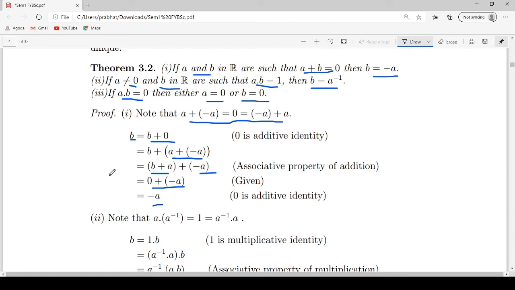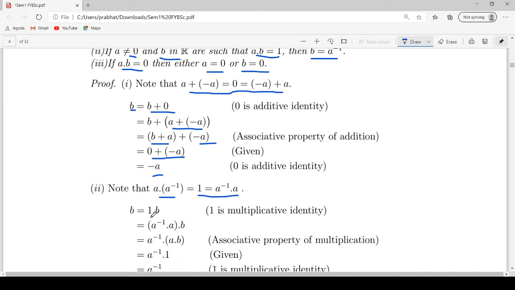Let's see the second statement. A is non-zero. If a is non-zero, there exists a inverse by algebraic properties of real numbers. So you have a into a inverse is equal to 1, which is equal to a inverse into a. That is the definition of inverse. Now we want to prove if a dot b is 1, then b is equal to a inverse. Consider b. B I can write as 1 into b because 1 is multiplicative identity. 1 I can write as a inverse into a, and then it is into b. That is the definition of multiplicative inverse.